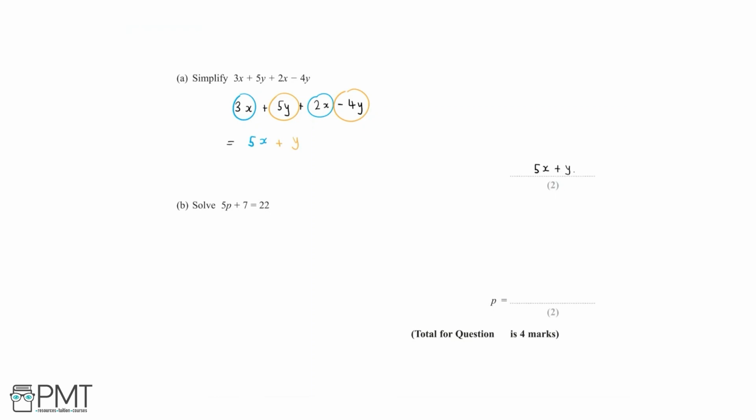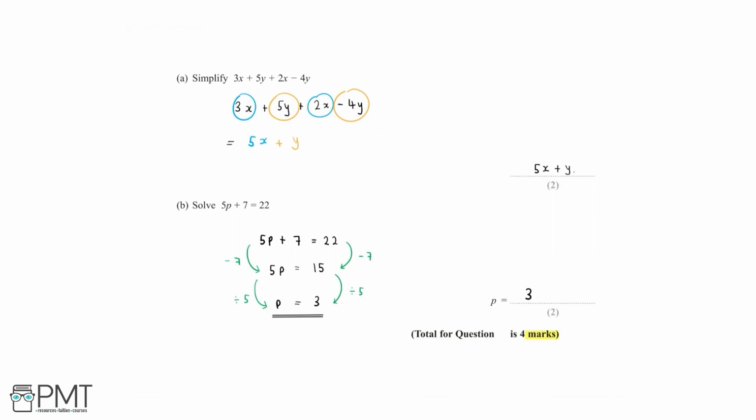Now in part B, we need to solve 5p plus 7 is equal to 22. We can start by taking 7 away from both sides. 5p take away 7 is equal to 5p, and 22 take away 7 is equal to 15. Now to solve the equation, we want to find the value of p, and we can do this by dividing both sides by 5. 5p divided by 5 is equal to p, and 15 divided by 5 is equal to 3. And so we can say that p is equal to 3.